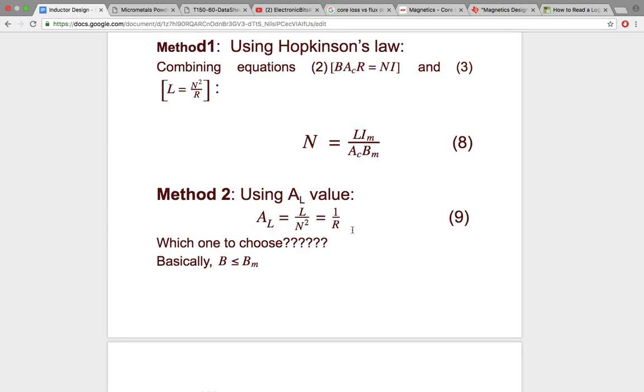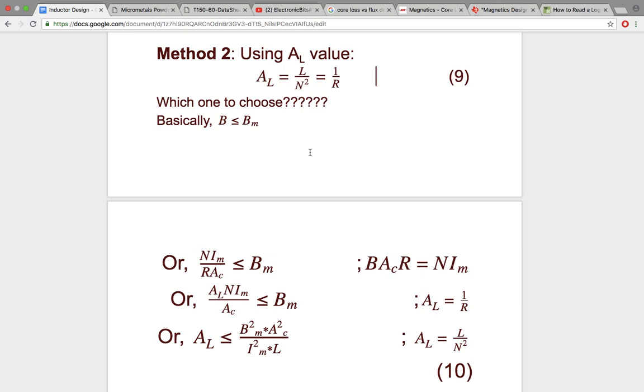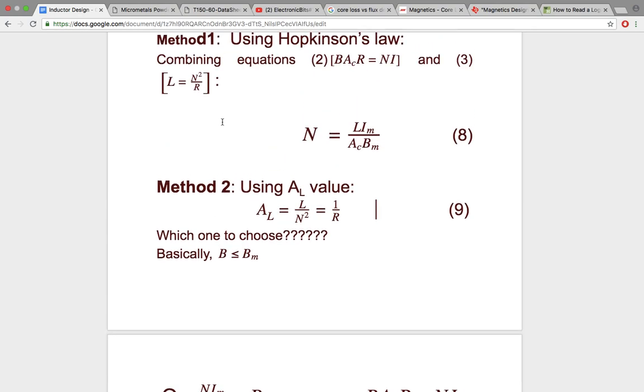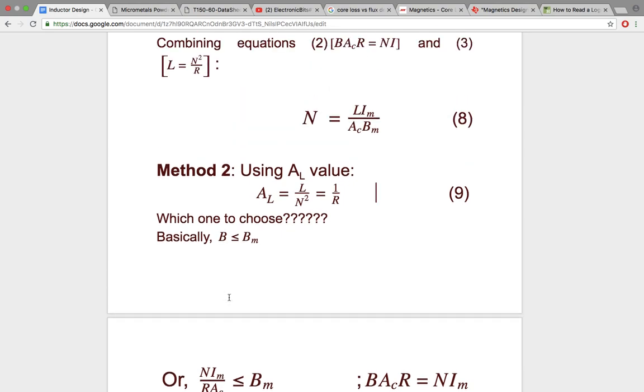If we use this AL formula, we have to cross verify that we are not going to enter the saturation region. How do we do that? Let's say we get the value of n from this formula. So n will be nothing but the square root of L by AL. We find the number of turns from here, and we can get B from this relation. B is nothing but Ni by AC R. Now this i we can replace by Im, and Ni by R AC. So this is the same thing, we have got B.